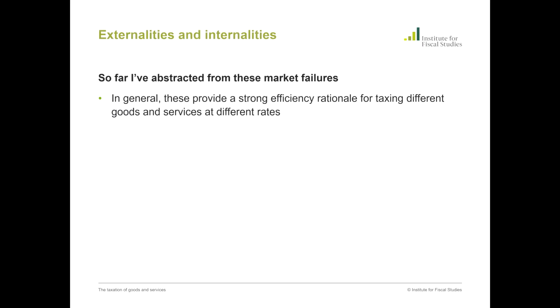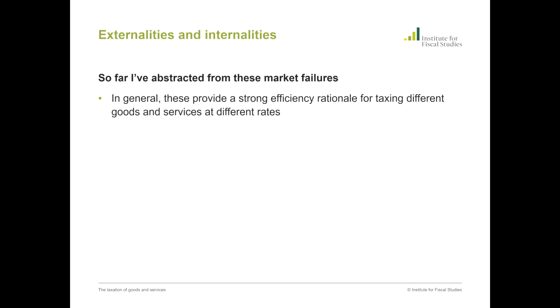Now, I said I wasn't going to talk about externalities and internalities so much because the next lecture is going to concentrate on them a lot, but I thought it was just worth mentioning these in the context of the VAT system, because of course in general these do provide a strong efficiency rationale for taxing different goods and services at different rates, but the design of VAT suggests it's not going to be the best tool for addressing these market failures for two reasons.